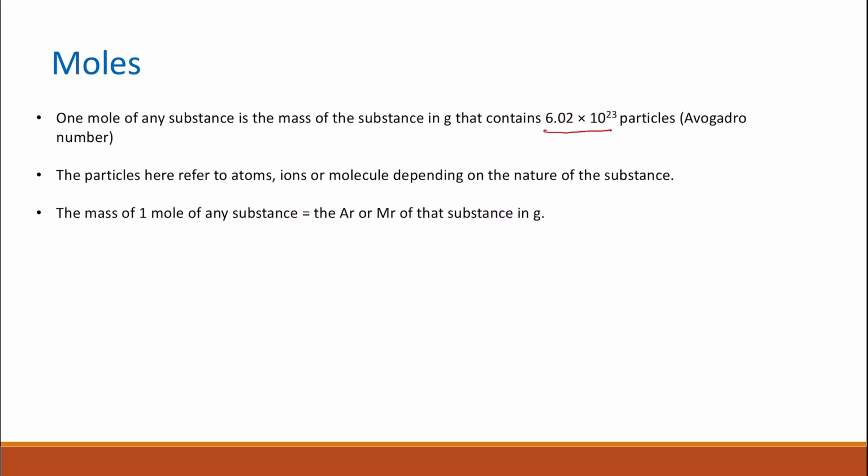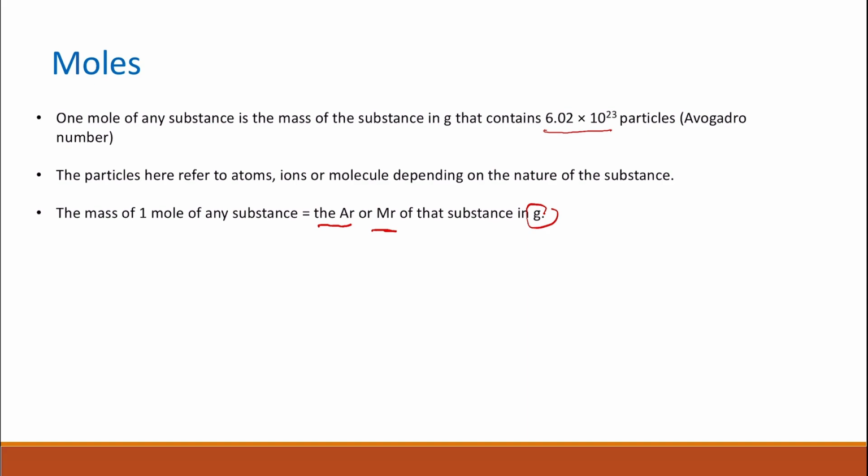The element could be monoatomic, or it could be a diatomic molecule as well. So you need to take that into consideration. The mass of 1 mole of any substance will equal the relative atomic mass or the formula mass of the substance in grams. So it's easy to calculate how much we have of that substance in grams for 1 mole. So let's have some examples.